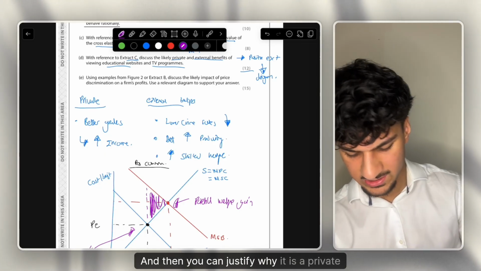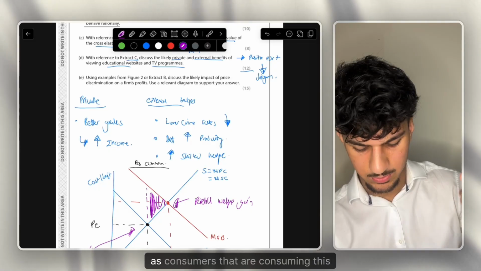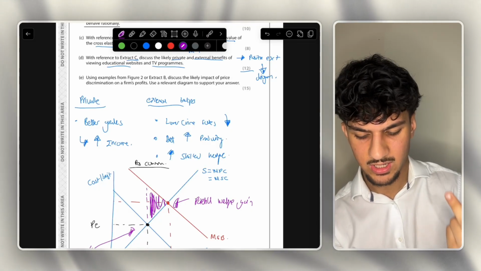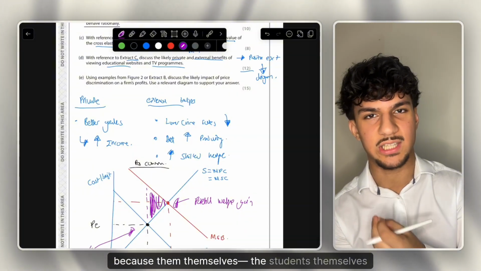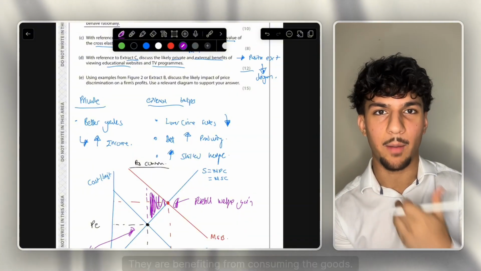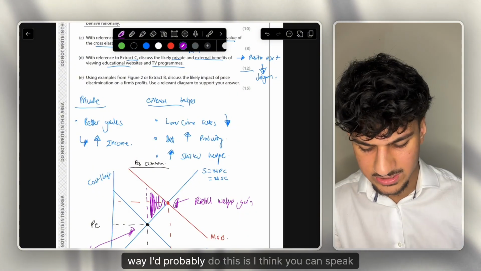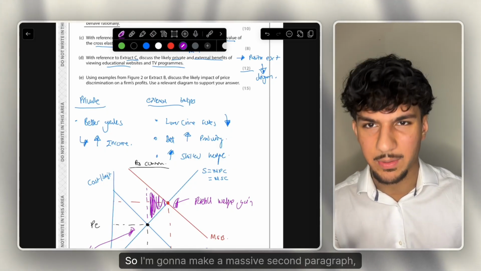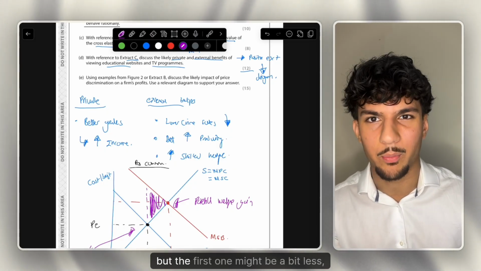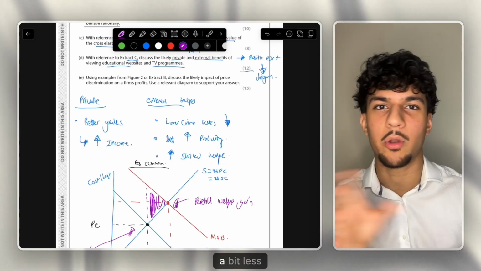And then you can justify why it is a private benefit, as consumers that are consuming this good are benefiting directly from the consumption, because the students themselves are benefiting. They are benefiting from consuming the good. I think you can speak a lot more about the diagram in the second paragraph. So I'm going to make a massive second paragraph, but the first one might be a bit less theory based.